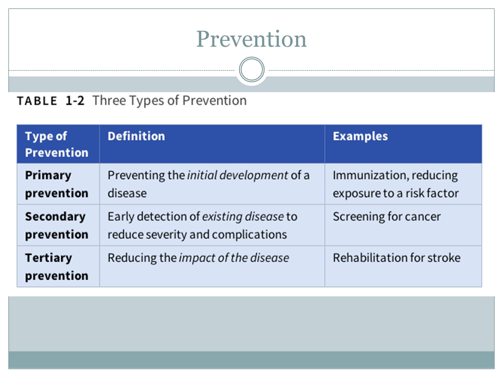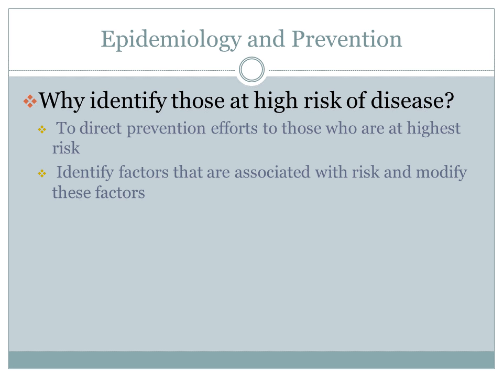Next slide, please. So why would we want to identify those at high risk of disease? A major use of epidemiological evidence is to identify subgroups in the population who are at high risk for disease.